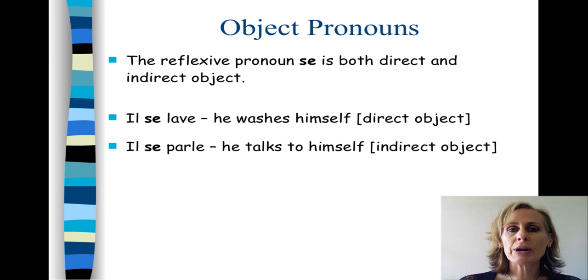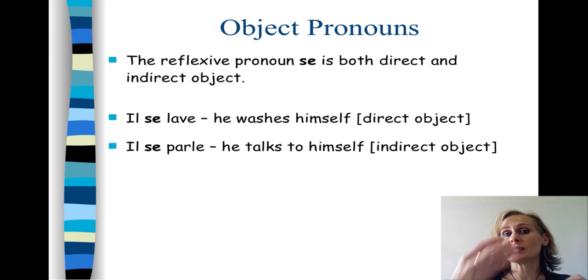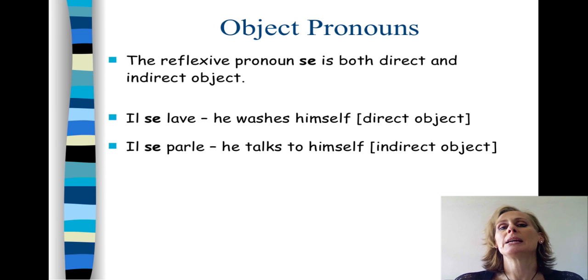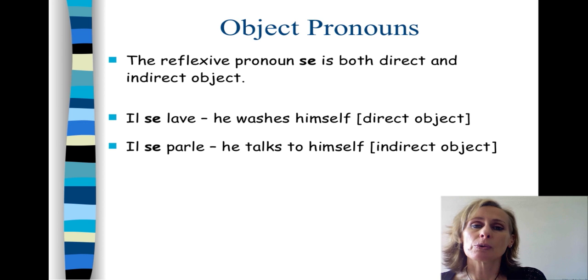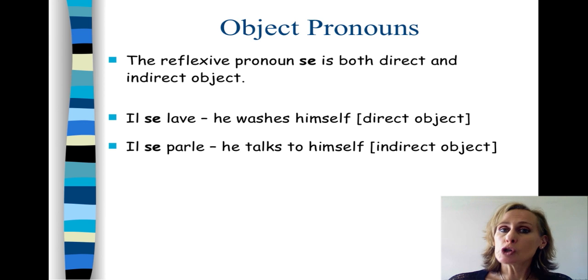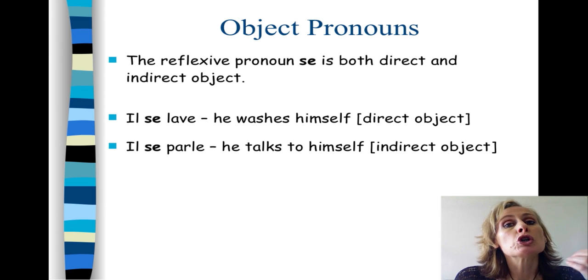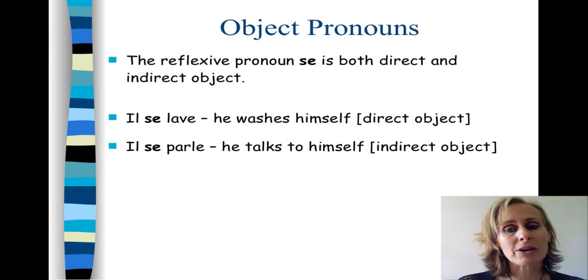The reflexive pronoun se is both a direct and an indirect object, depending on its context. Here are a couple of examples. If we use il se lave, he washes himself. That's a direct object. Il, he, is the subject, lave is the verb, se is the direct object. Himself is the direct object of his washing action. He is the thing being washed, so it's a direct object. Il se parle, however, is he talks to himself, so it's an indirect object.